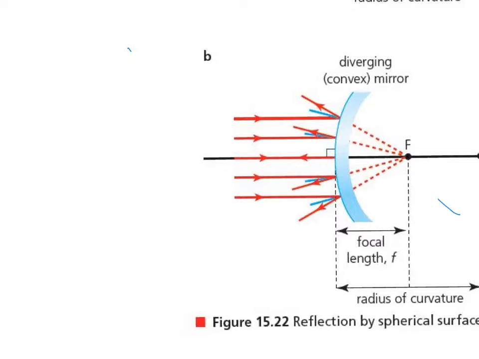Now, bear in mind this is like the opposite of what we were doing with lenses. If you remember, lenses, the convex were converging. And now here we have convex mirror, diverging rays. That's just crazy. It's so confusing. Well, as long as you remember it's the opposite for mirrors that it is for lenses, as long as you remember that, you'll be fine.